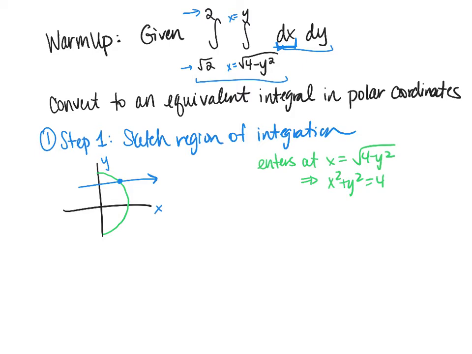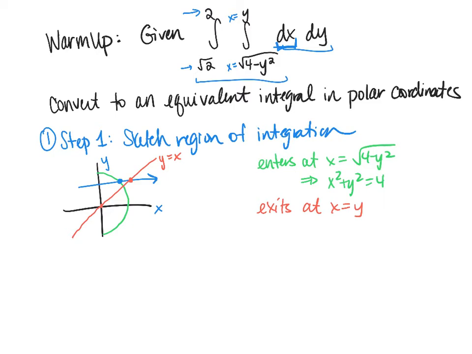And then I'm going to look at where my arrow exits the region. That's from the top bound, it exits at x is equal to y. So let's sketch that. x is equal to y looks something like this. And that's going to be where my arrow exits the region.